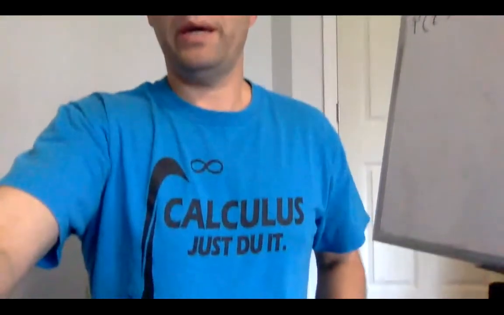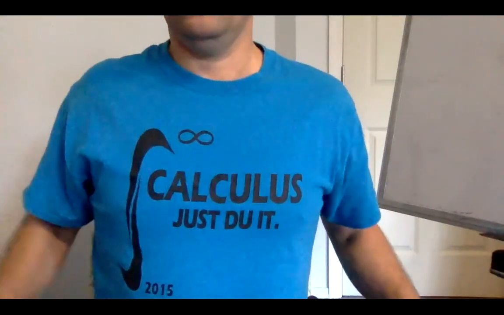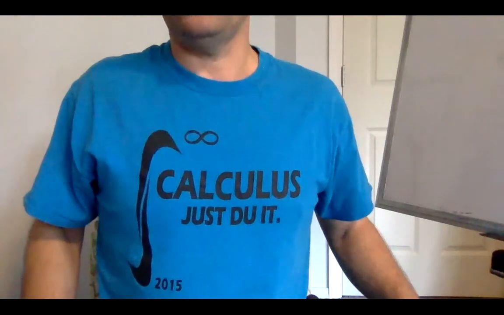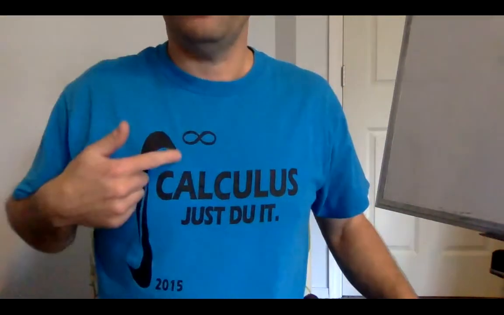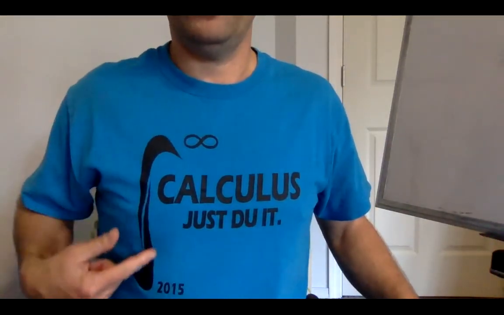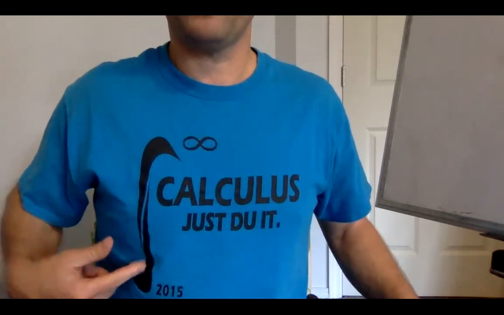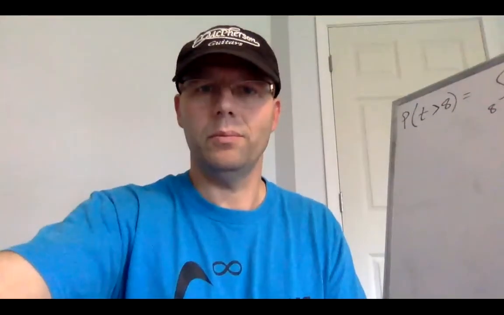So I wore my calculus Just Do It Nike shirt. Actually, it's not a Nike shirt, and we did take the Nike emblems and invert them, but Nike didn't know about it, so don't tell.